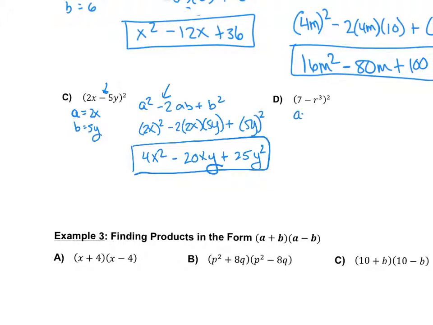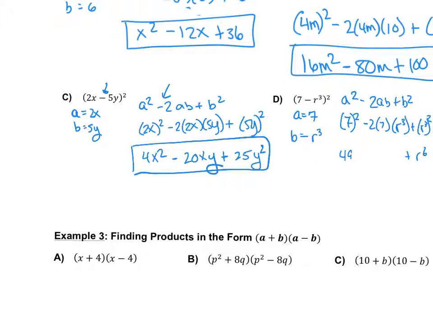And the last one, a is 7. I already know this is written backwards, so we'll have to rearrange when we're done. And b is r to the third. So a squared minus 2ab plus b squared. 7 squared, put that in parentheses if you want, minus 2 times 7 times r to the third plus r to the third squared. Power to a power at the end there is going to be multiply, so it's going to be r to the 6th.